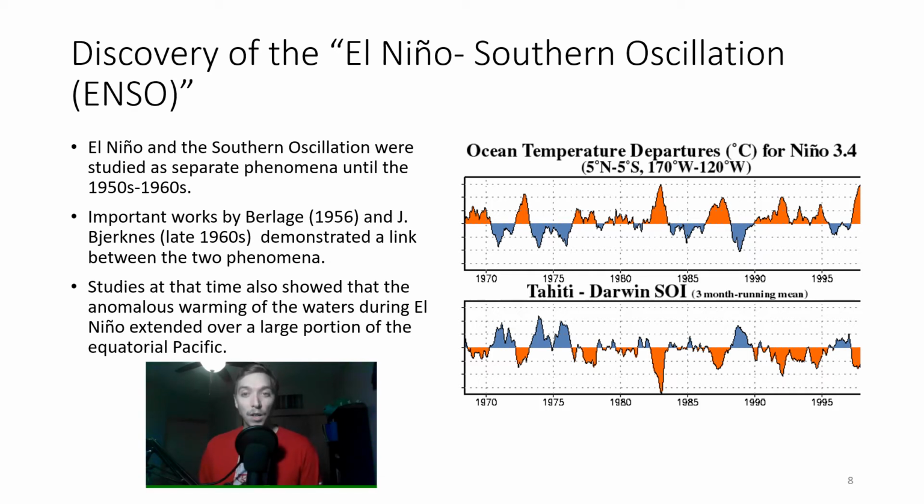And you can see here just an example of ocean temperature departures for a stronger El Nino phase, Nino 3.4 here, where we see increases. The warmer would be El Nino, the colder, the blue, would be La Nina.